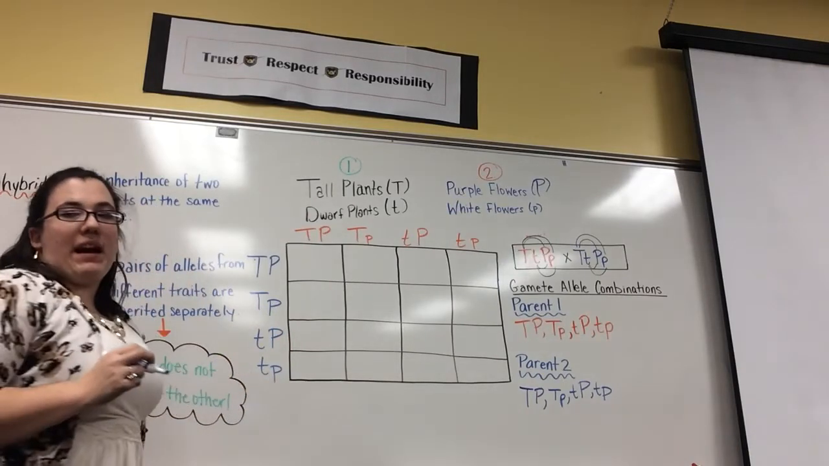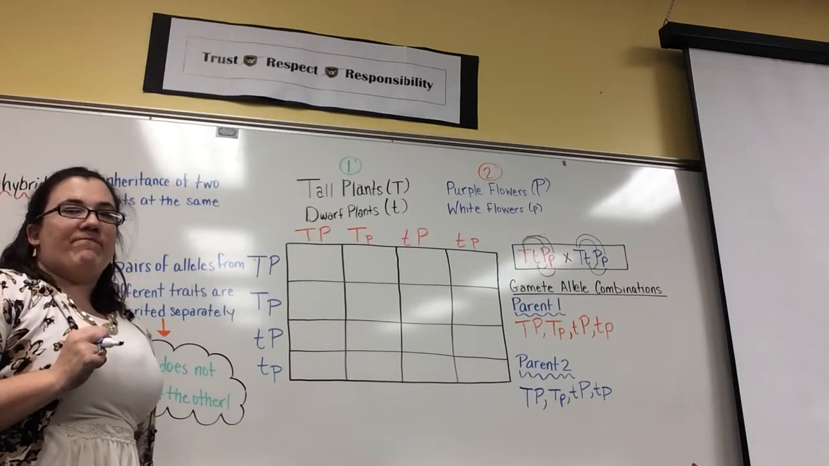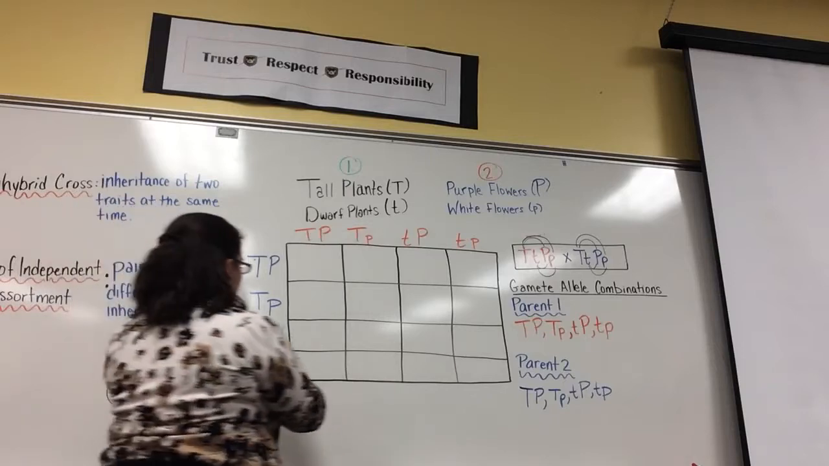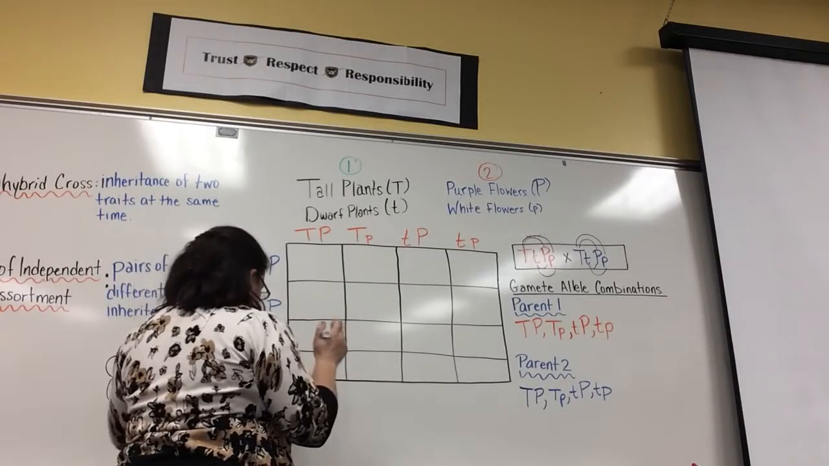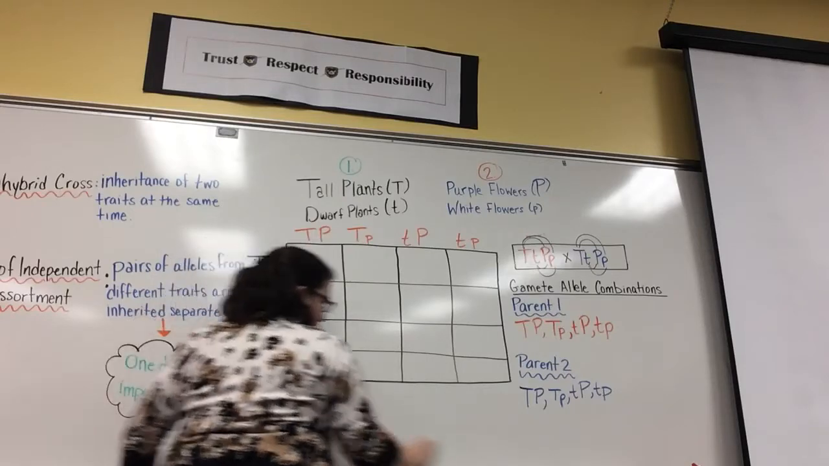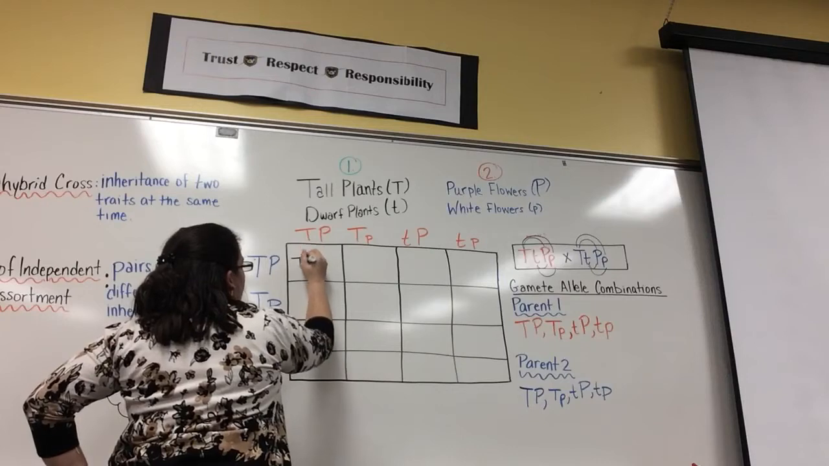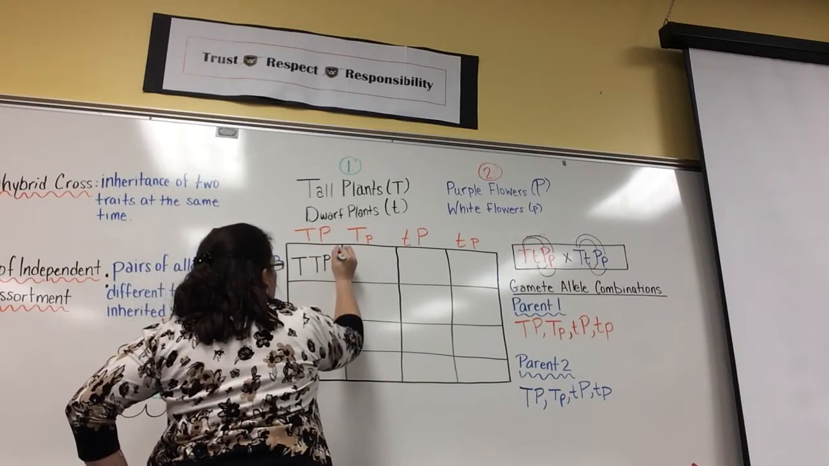Now, you're going to combine these within the squares just like you did in the monohybrid crosses. And I'll do it in all the same colors so we don't get confused. You always want to put the same letters together and put the capital letter first.